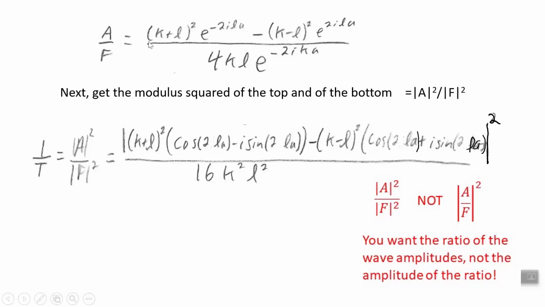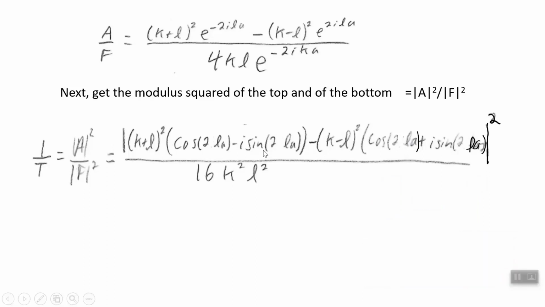Take the modulus squared of the numerator. I replaced e to the minus 2ILA with cosine and sine, and same here, e to the 2ILA with cosine and sine. Oh, and by the way, I also moved the e to the 2IKA from the numerator into the denominator, and it became e to the minus 2IKA. Forgot to mention that. The reason for doing that is so that when I take the modulus squared of the denominator, that just simply vanishes, and I never have to see it again. And so the modulus squared of the denominator is just 16k squared l squared.